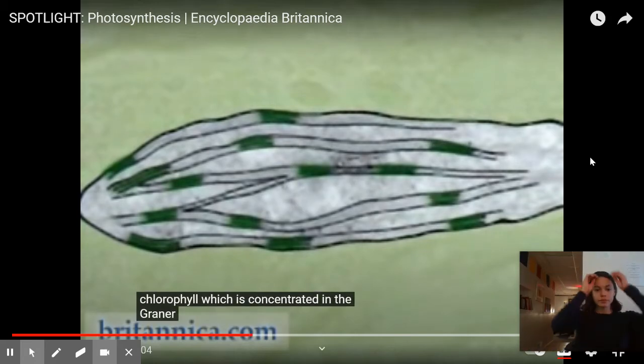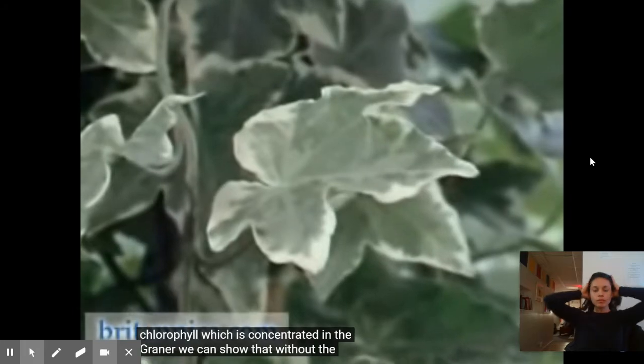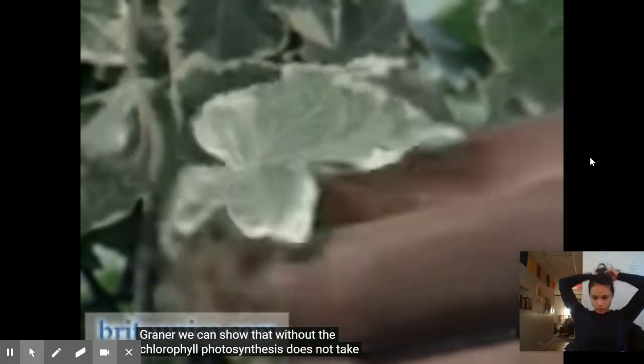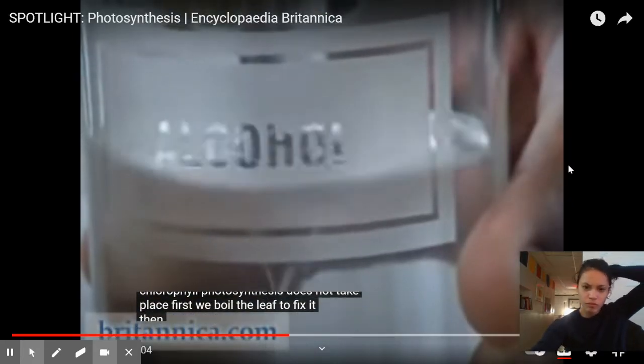Concentrated in the grana. We can show that without the chlorophyll, photosynthesis does not take place. First, we boil the leaf to fix it.